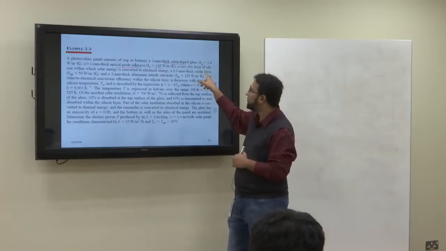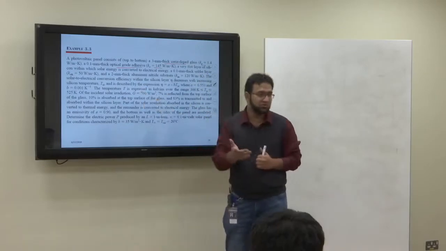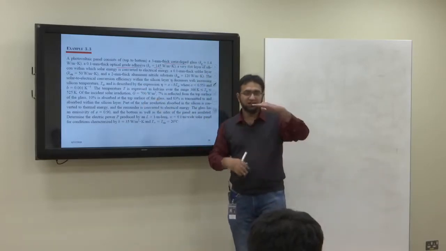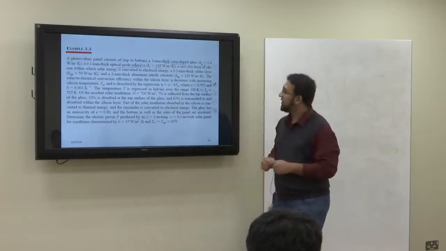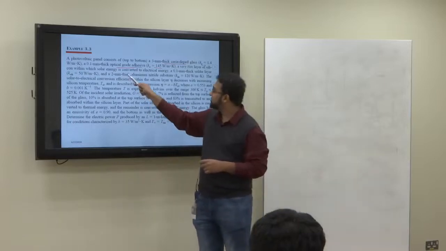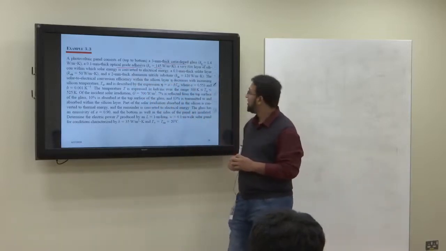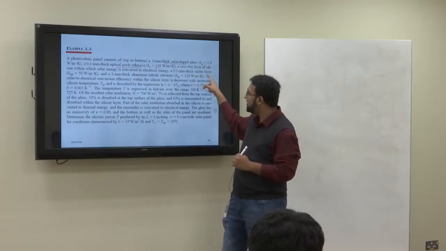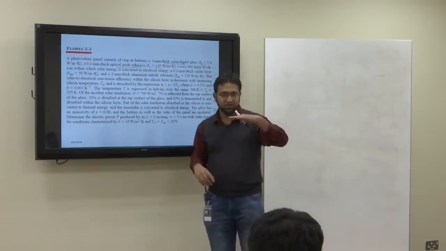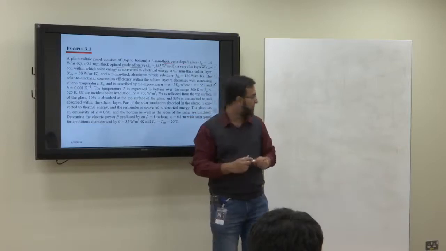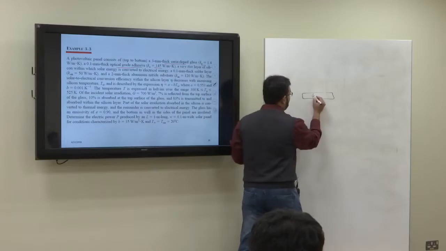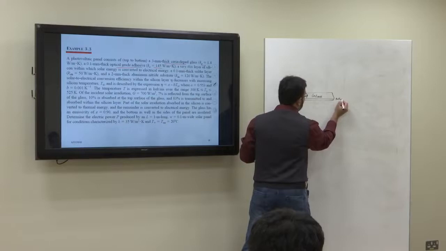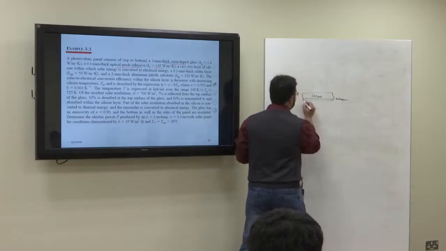Then a very thin layer of silicon. Silicon is the most important thing, which produces electricity. So you have the glass, then adhesive, and below the adhesive, the silicon layer, within which solar energy is converted to electrical energy. Then a 0.1 millimeter thick solder layer after the silicon chip. So let me draw it here. First you have the glass, then the adhesive, then the silicon chip.